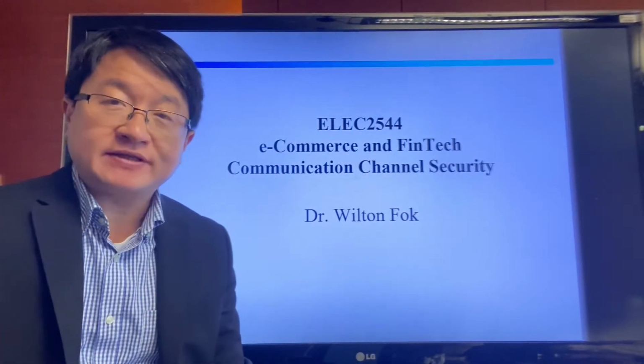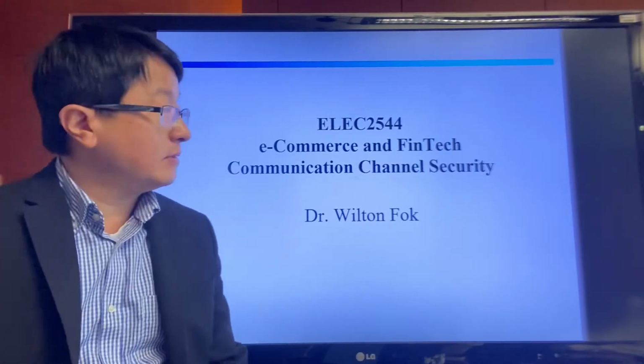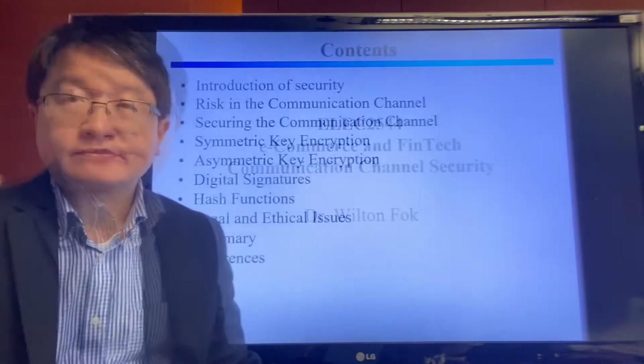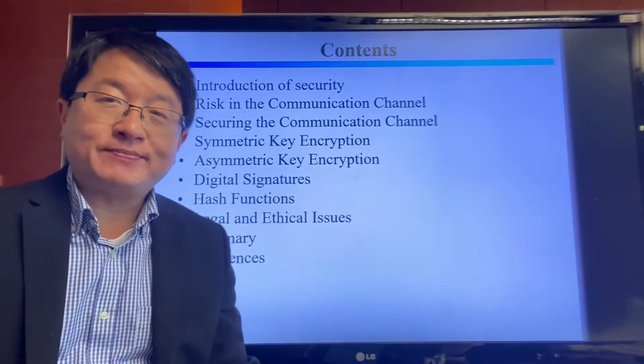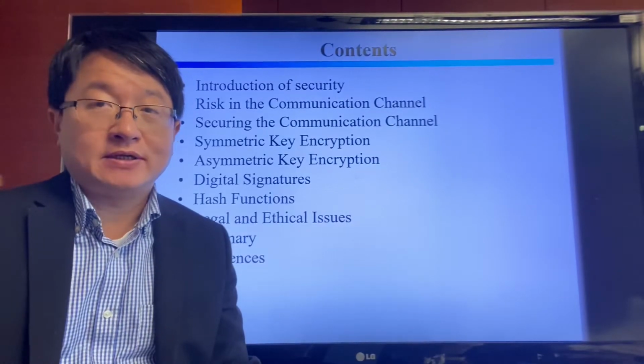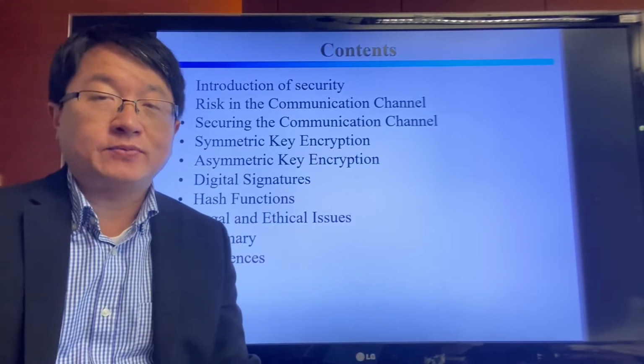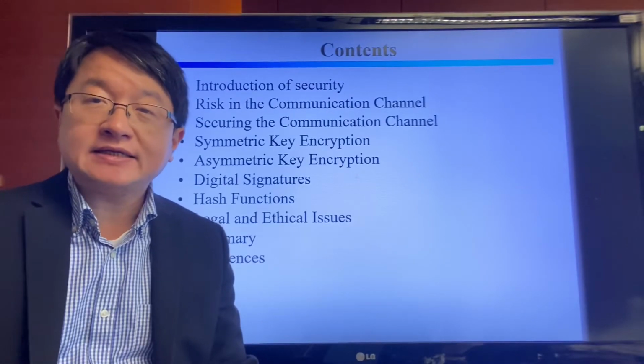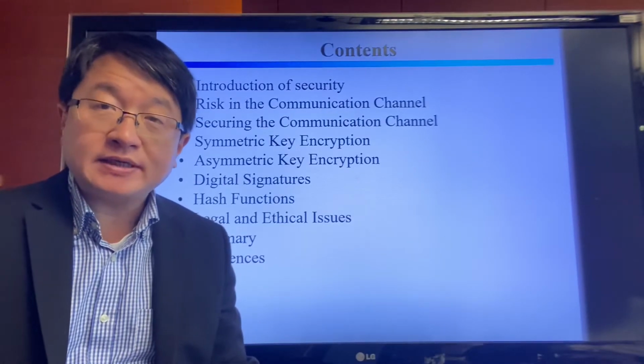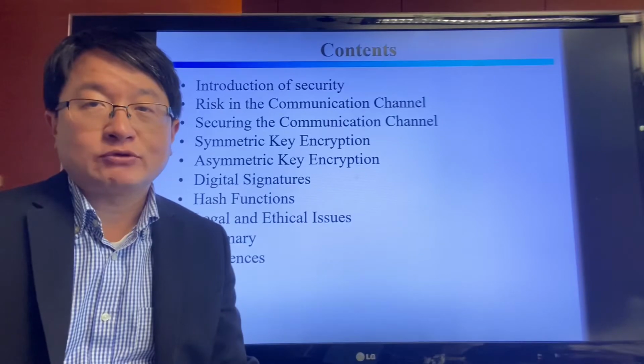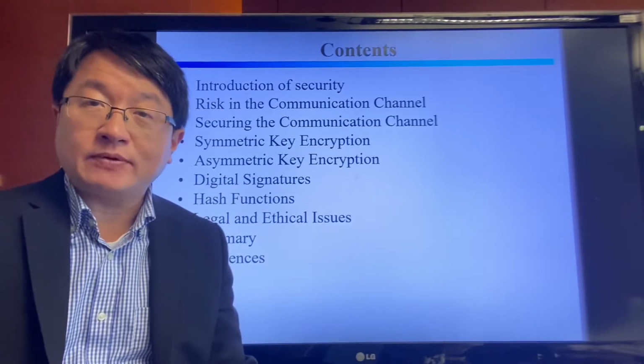ELEC2544, E-commerce and FinTech. In these sessions, we will talk about channel security. Security is a very important topic in e-commerce because without security, nobody will be willing to enter their credit card number into their network, which may be shared by other people.